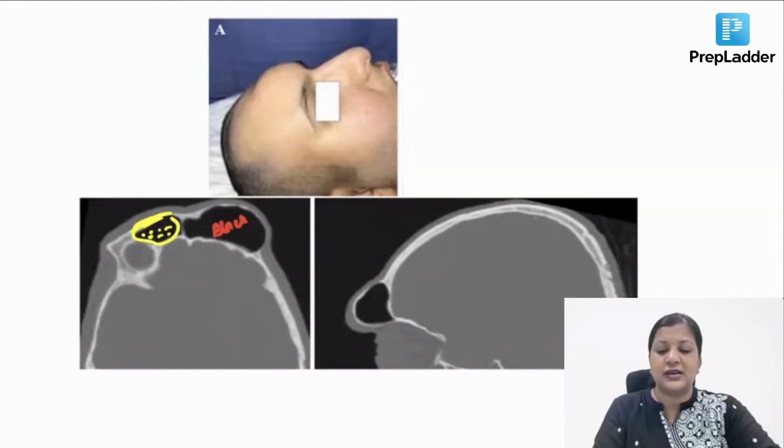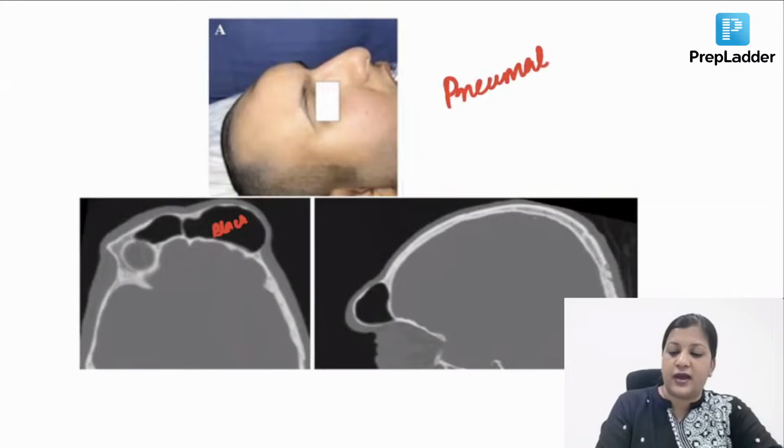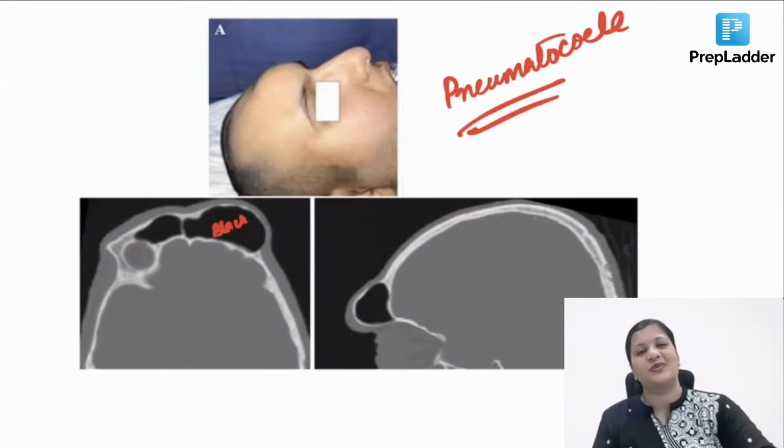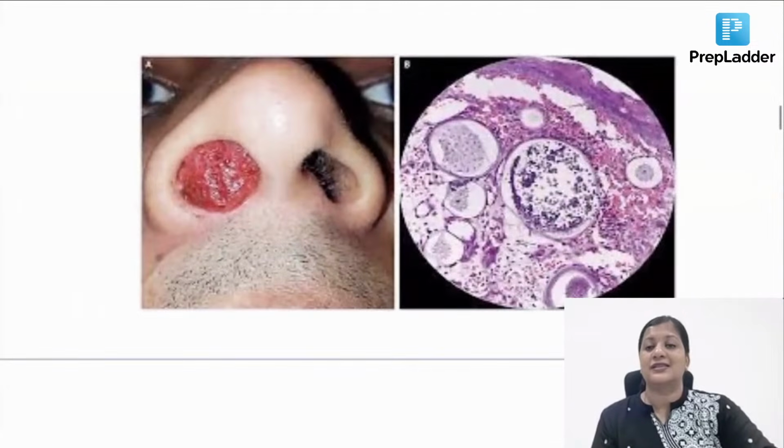So is this an air-filled swelling or is this a sinus-filled? Yes, so this is an air-filled swelling. We call this as pneumatocele. Okay, if it was filled with mucus, mucocele. If it was filled with pus, pyocele. And if it is air-filled, we call it as pneumatocele. Again, a standard question asked multiple times in the exam.